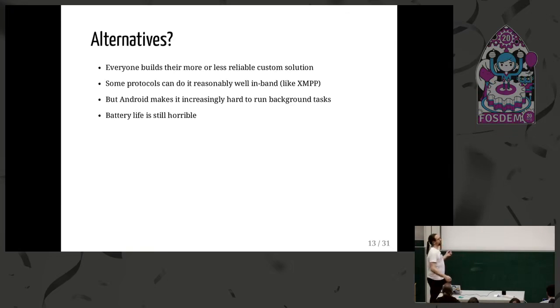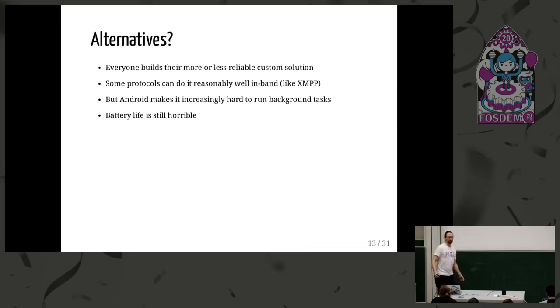So what are the alternatives if you don't want to use Firebase Cloud Messaging? Well, everybody builds their own more or less reliable solutions. Some protocols can do it better than others, like XMPP. They can do in-band push notifications because they have a persistent connection anyway. So that works reasonably well.